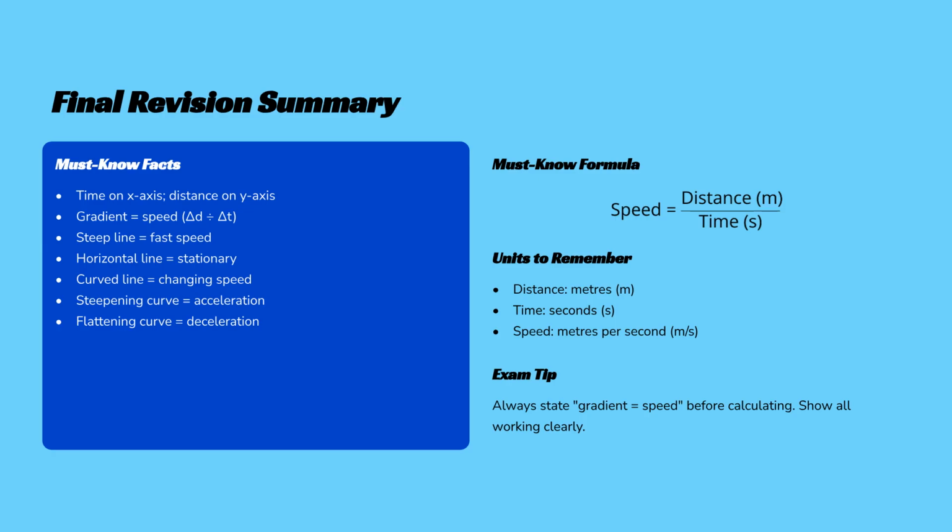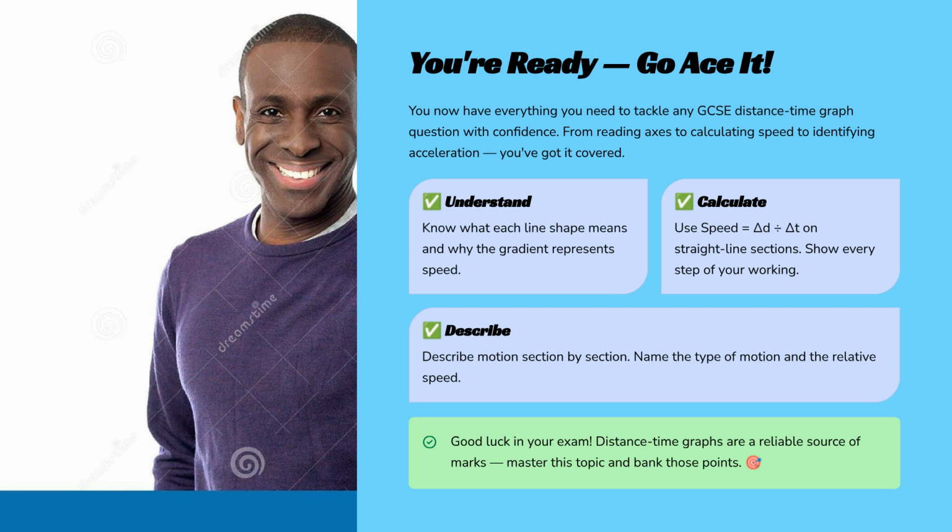When in the exam, always state the rule gradient equals speed first. Use large triangles for your calculations to reduce errors, and always include units to secure every possible mark. Remember the golden rule. On a distance time graph, the gradient of the line equals the speed of the object. This is a fundamental concept for almost any physics exam.